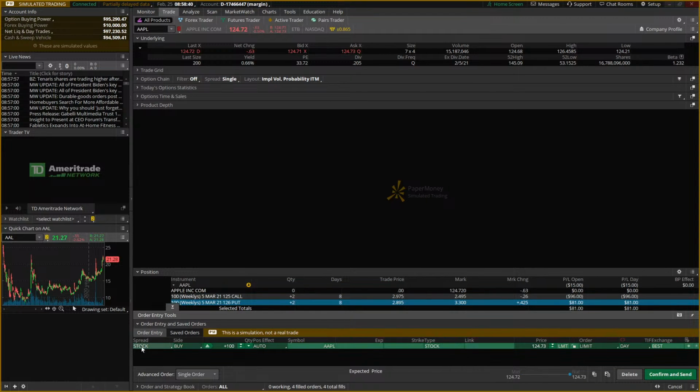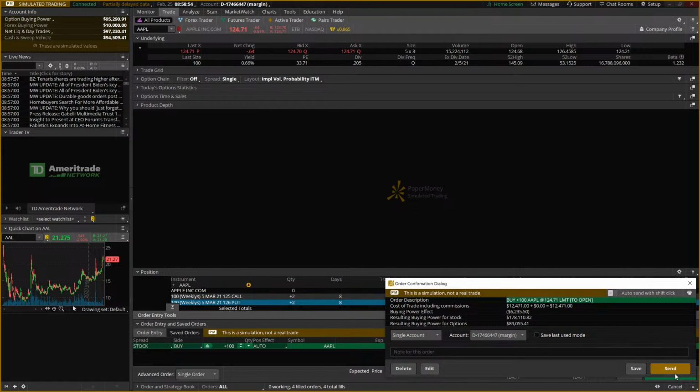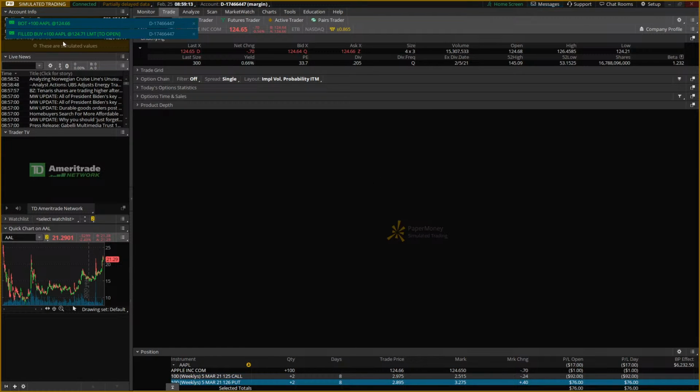and it's a stock buy 100 shares of Apple at $124.71. Confirm it, and it breaks it down again. Cost of trade $12,471. Well, Apple is not cheap, and you just send it. It filled it.